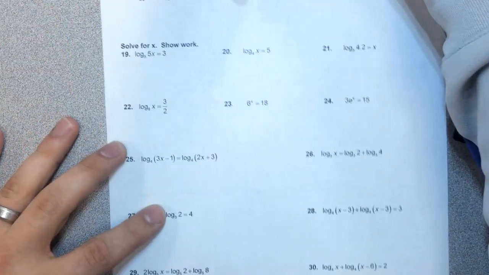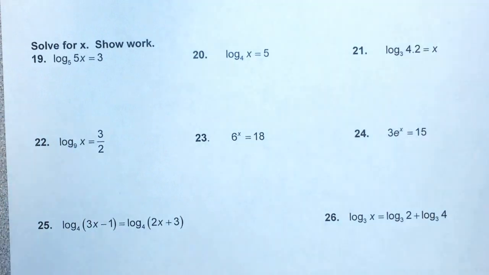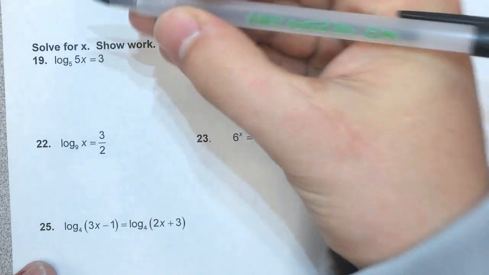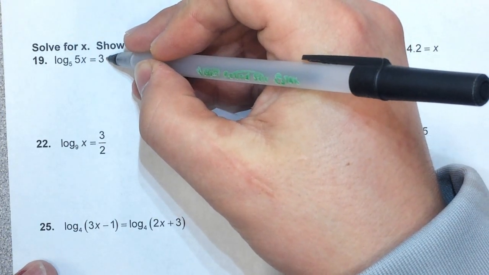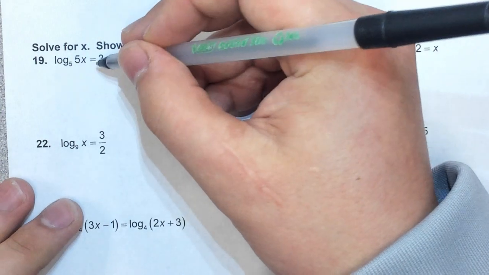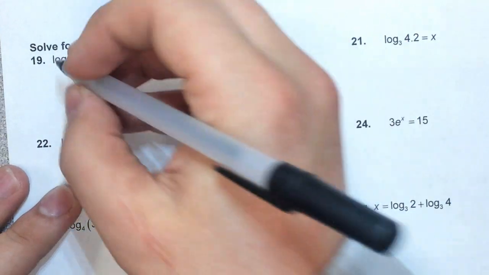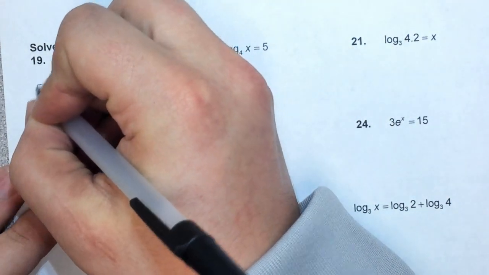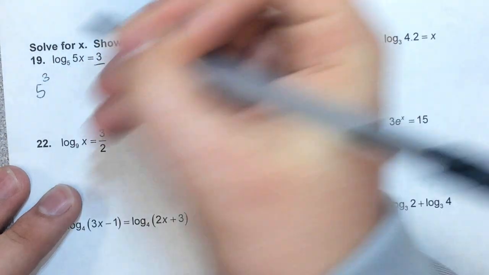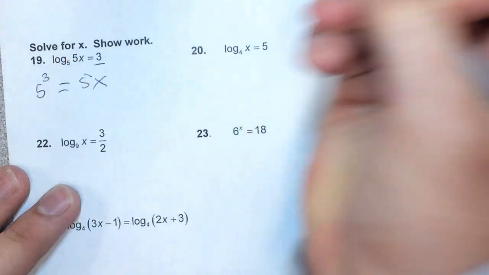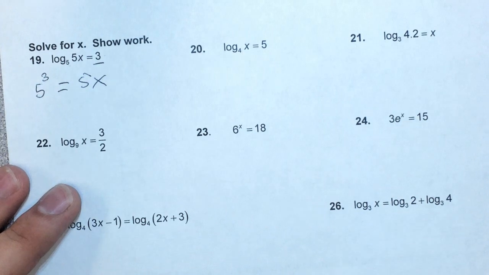All right. So here's what we're doing. We're solving for x. We need to use our properties to go back and forth in solving for x here. One strategy we can use is going between a logarithmic equation and changing it to an exponential. So in this one, I can change this from a logarithmic equation into an exponential. 5 is the base, 3 is the exponent, and that's going to be equal to 5x. Okay, so that's one way that we can go about solving this.